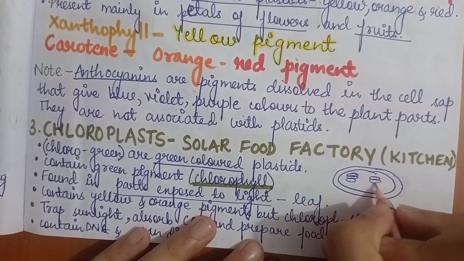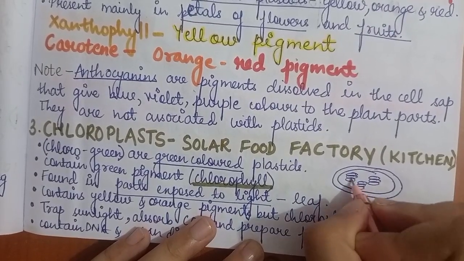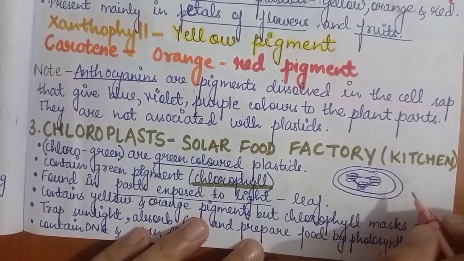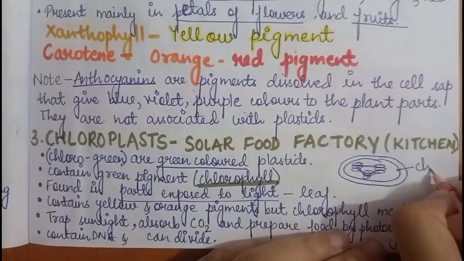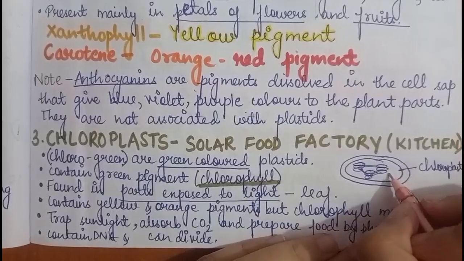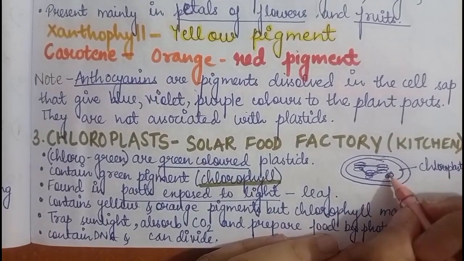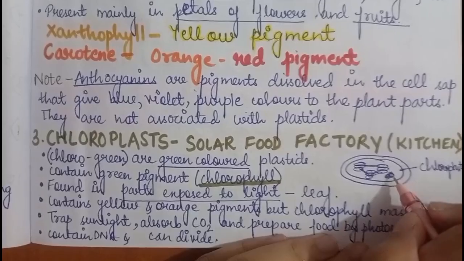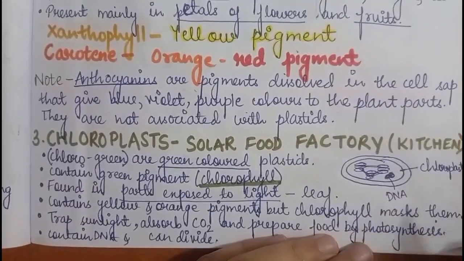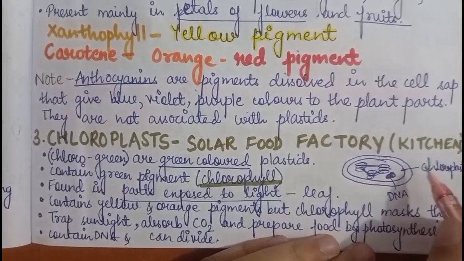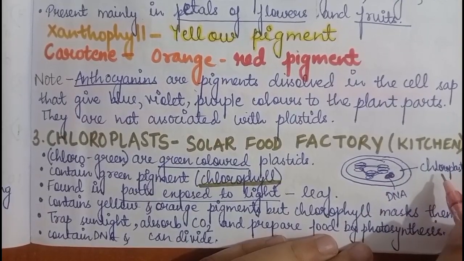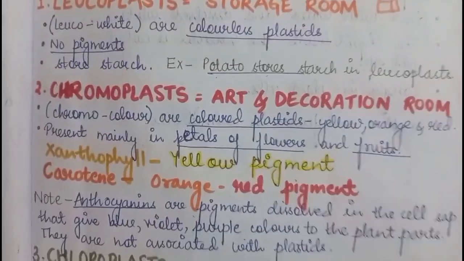These are thylakoids, which are interconnected. So this is a chloroplast. This chloroplast has its own DNA. See, this is the DNA which is present in its stroma. And this chloroplast, at the time of division, may divide and form a new chloroplast. I hope all these plastids are clear.